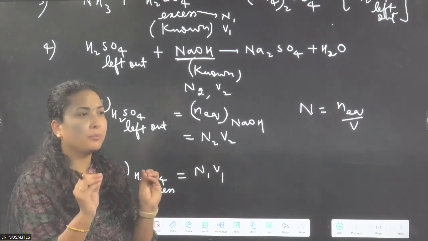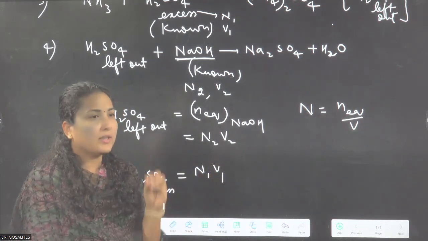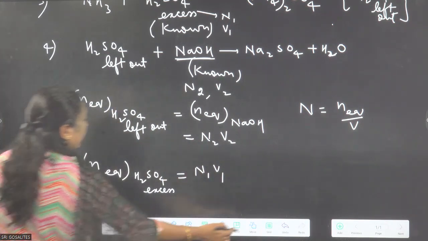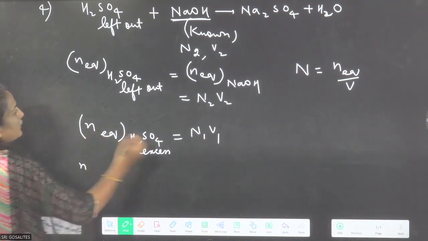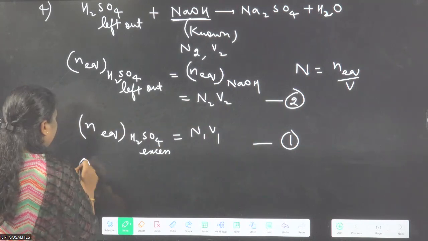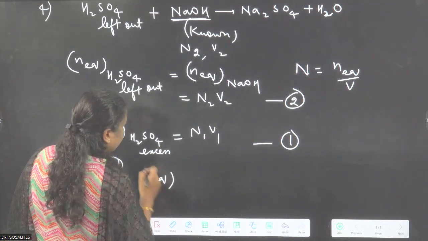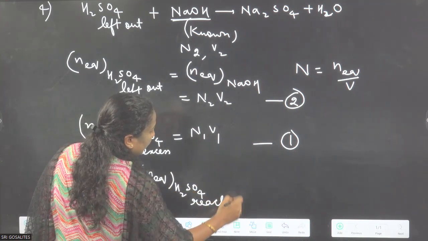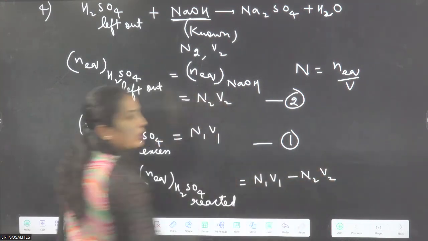I'm just brushing up this particular technique again because I've already taught you in detail. Only, students tend to forget these things. Okay, that is the reason I'm revising it. Now, if I subtract this, this is 1 and this is 2, if I do 1 minus 2, will I be able to get the number of equivalents of H2SO4 reacted? Right? That will be equal to N1 V1 minus N2 V2. Will I be able to get that?